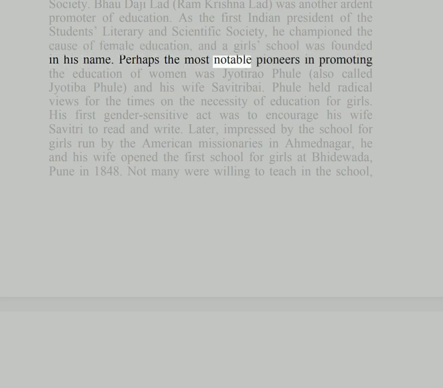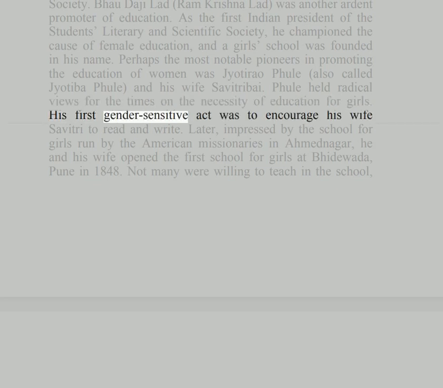Perhaps the most notable pioneers in promoting the education of women was Jyotira Phule, also called Jyotiba Phule, and his wife Savitribai. Phule held radical views for the times on the necessity of education for girls. His first gender-sensitive act was to encourage his wife, Savitri, to read and write. Later, impressed by the school for girls run by the American missionaries in Ahmednagar, he and his wife opened the first school for girls at Bhidewada, Pune in 1848.